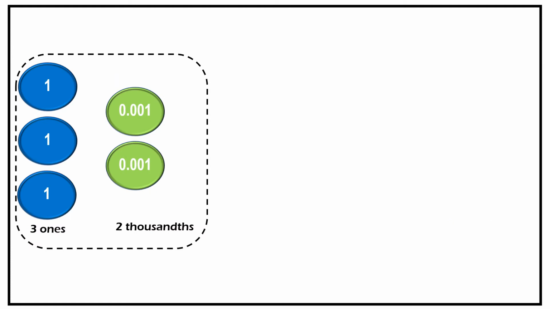Now, for this part, we have got 3 ones and 2 thousandths. So, if we get 3 ones plus 2 thousandths, which is the same as 0.002, we will get 3.002, or it's the same as 3 and 2 thousandths.